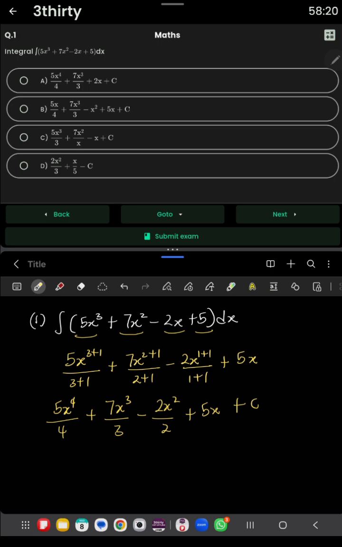And that, okay, so 2 cancels 2 here. So that's 5x to the power of 4 over 4 plus 7x cubed over 3 minus x squared plus 5x plus c. That is option B.